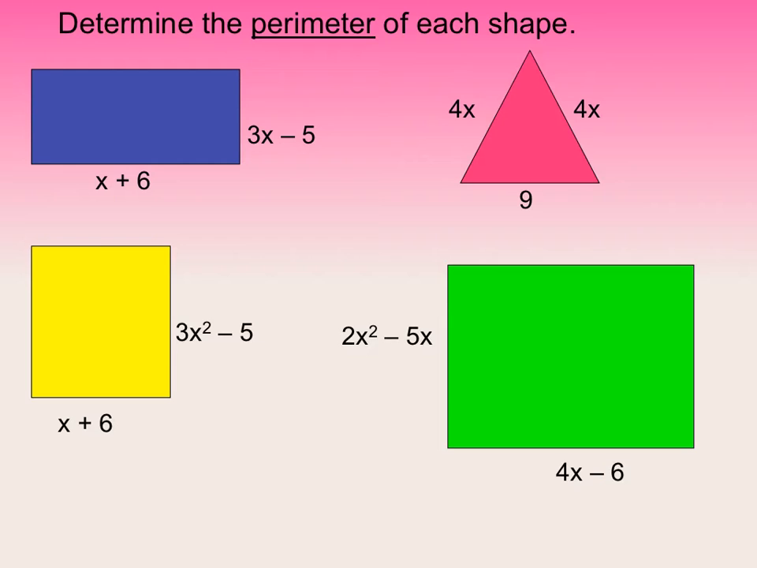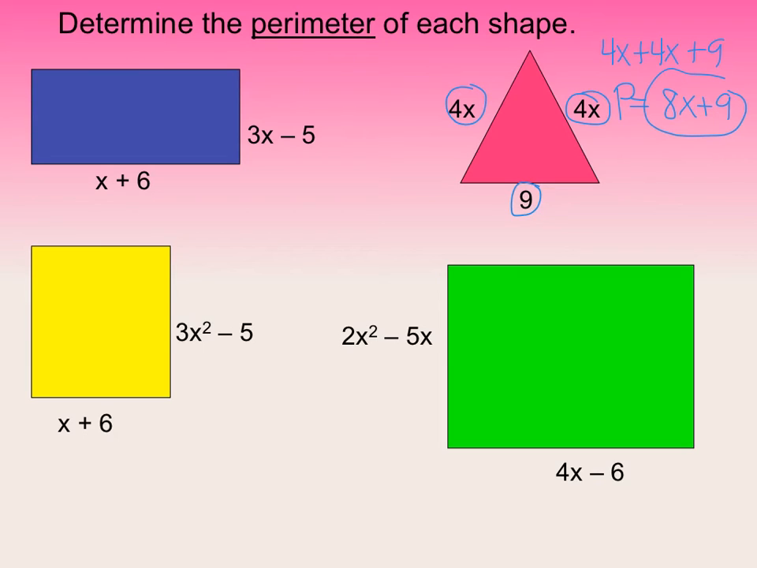So I'll do the easy triangle one with you guys right now, and then you could try the other three, and then we'll check those. The triangle already gives you all three sides, so we're realistically just saying 4x plus 4x plus 9. And if you're going to simplify that perimeter, the two 4x's become an 8x plus 9. And that would be your perimeter, and you are basically done with that one.